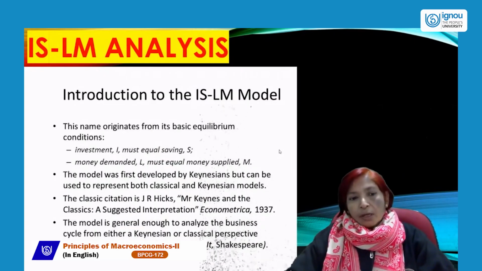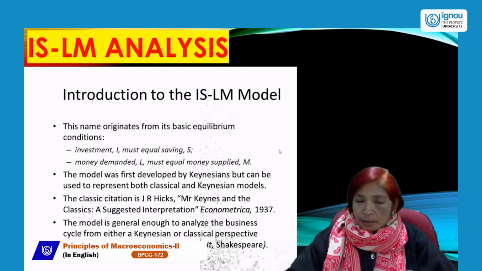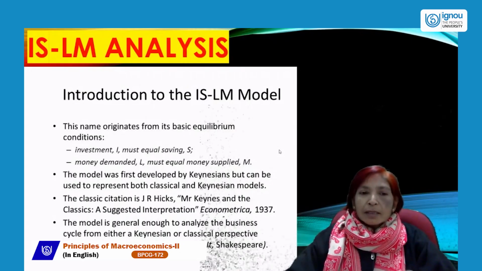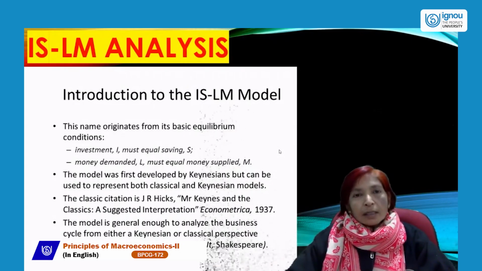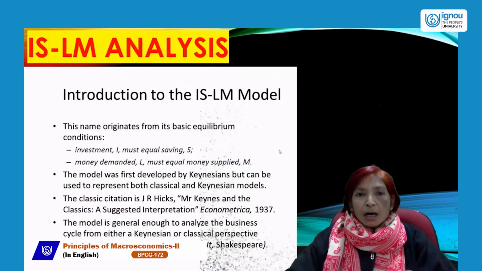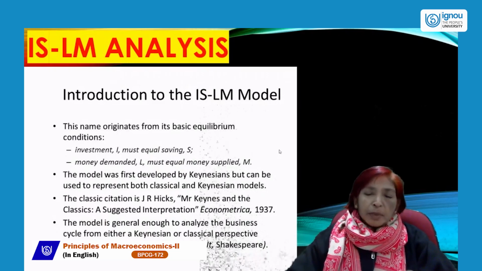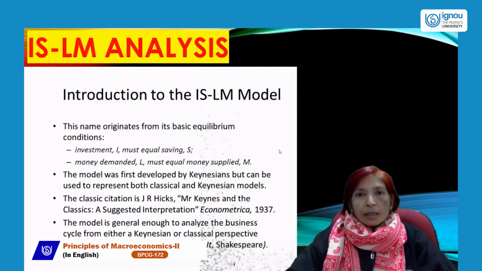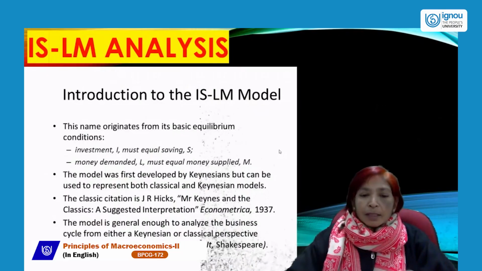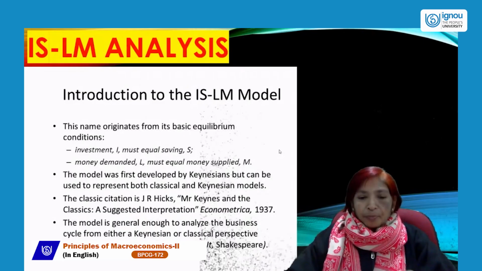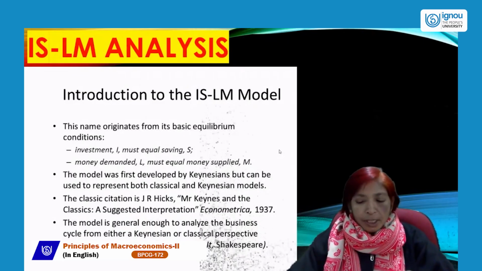So this model was first developed by Keynes, but can be used to represent both the classical and Keynesian models. The classical citation is J.R. Hicks, Mr. Keynes and the Classics: A Suggested Interpretation, Econometrica, 1937. This model generally analyzes the business cycle from either a Keynesian or classical perspective, and therein hangs a tale, as you like it, according to Shakespeare.